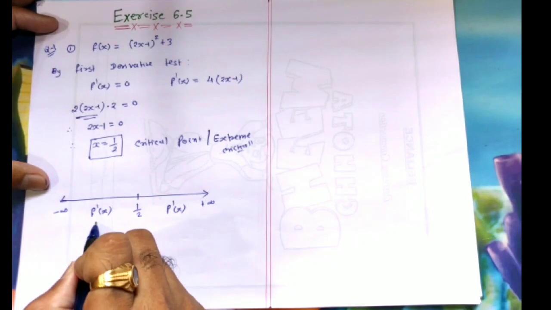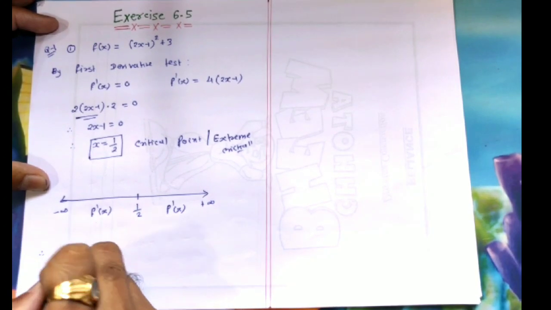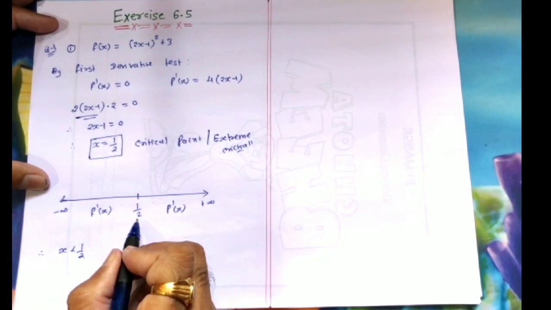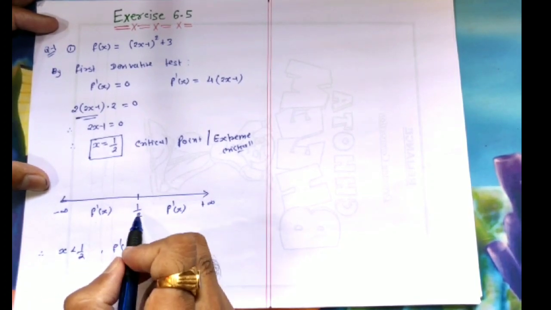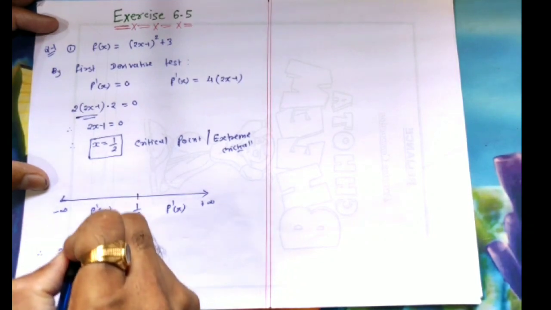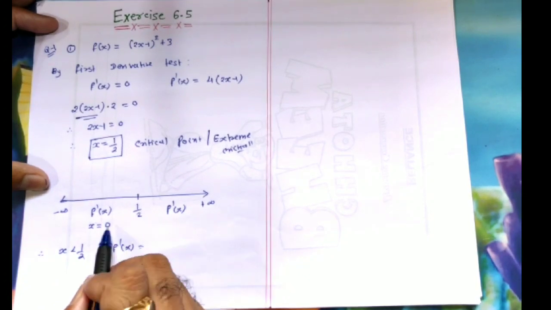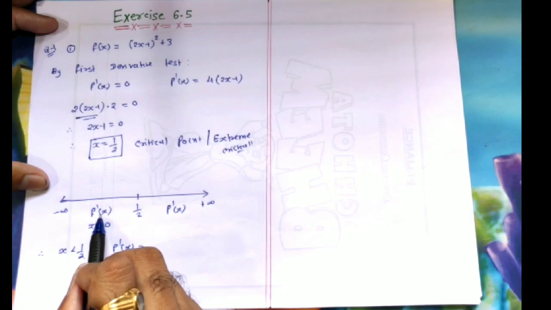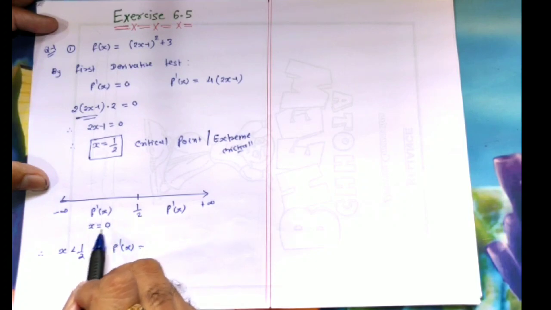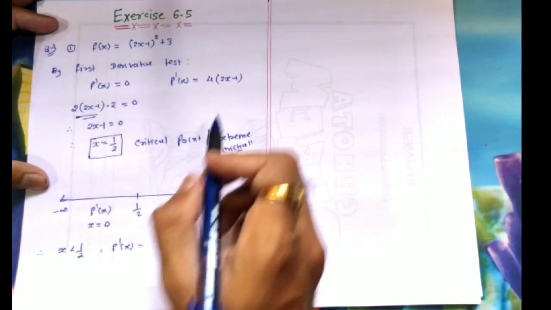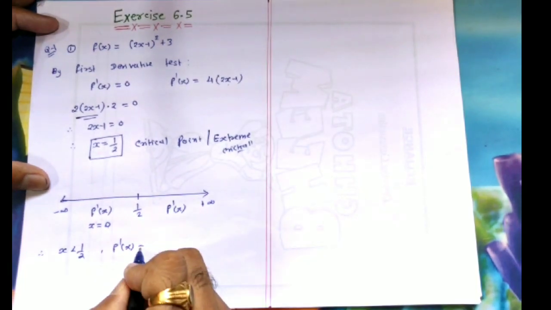So what is the sign of this f dash x when x is less than 1 by 2? So here we can say that when x is less than 1 by 2, that means on the left hand side of this 1 by 2, suppose x equal to 0 is there. Now we are taking one point, x equal to 0, on the left hand side of this critical point. So we have to check the sign of this f dash x at x equal to 0. You can take any point on the left hand side of this 1 by 2. So if you are taking x equal to 0, put that 0 over here. So it's minus 4. So f dash x is less than 0.